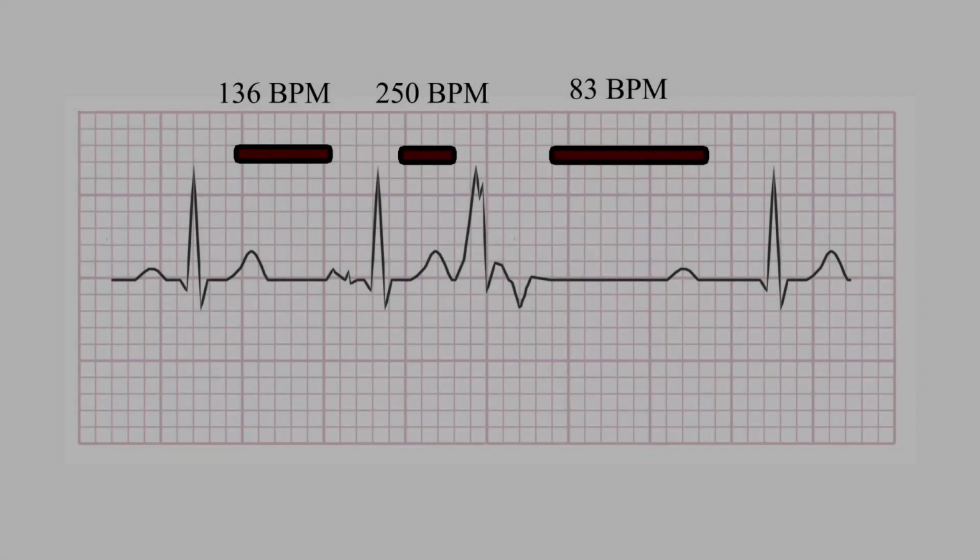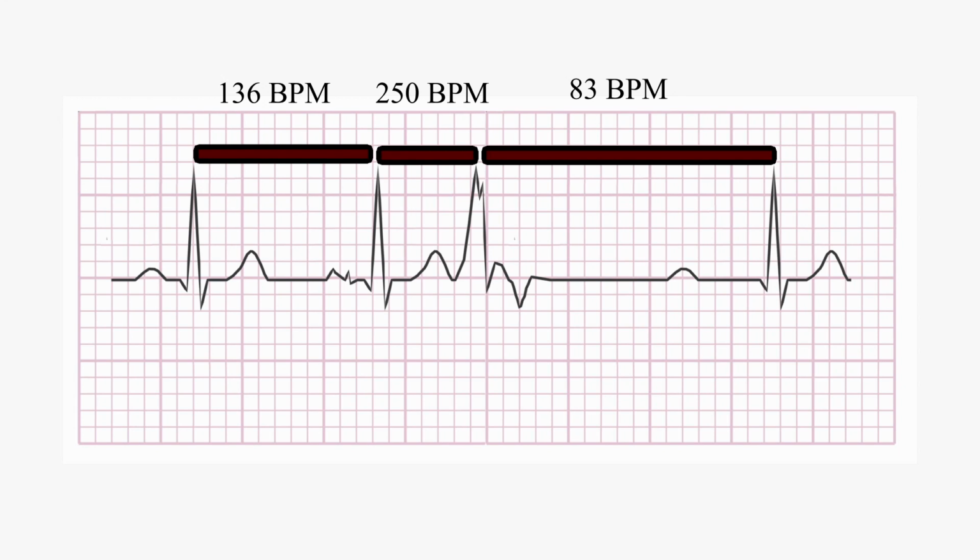Let's say you have an irregular rhythm like this mess here. If we count the R to R intervals, we'll find that they're all different. Is the heart rate 136, 250, or 83? The answer is both all of them at once and none of them, right? Instantaneously, it could be any of them, but in general, when we're trying to judge if something is too fast or too slow or just right, we're more concerned about a longer period of time.